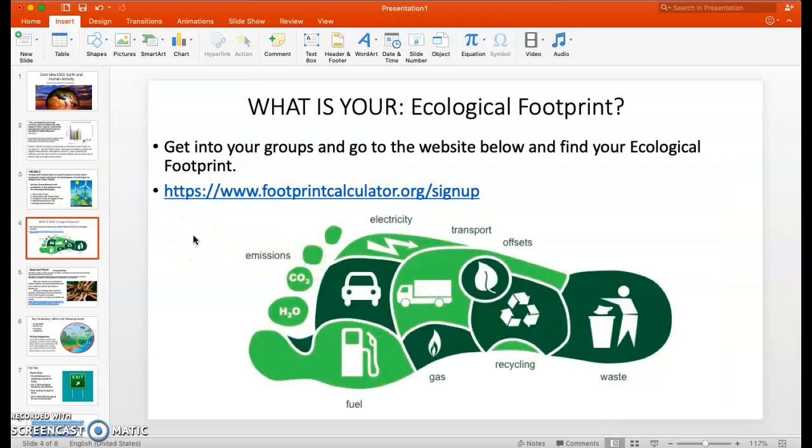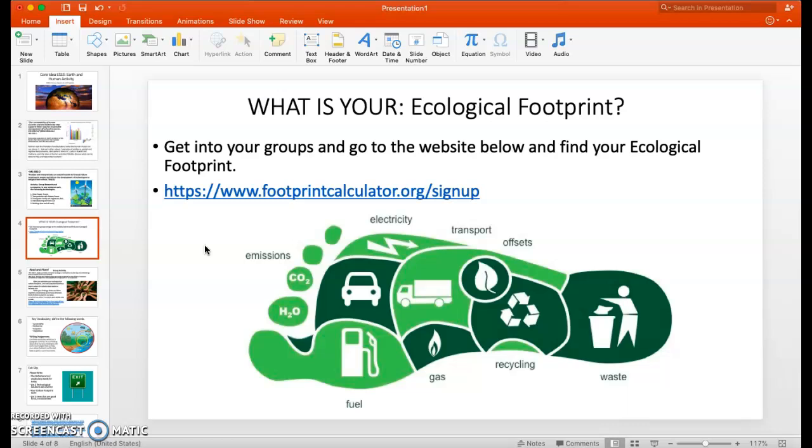Next, we're going to investigate our own ecological footprint. This is a website where you can figure out basically what your average global footprint is so that you can think of ways to balance that out. For example, between the fuel and the gas and the electricity and other aspects of recycling, you can find out how many trees, for example, you need to plant to offset your footprint.